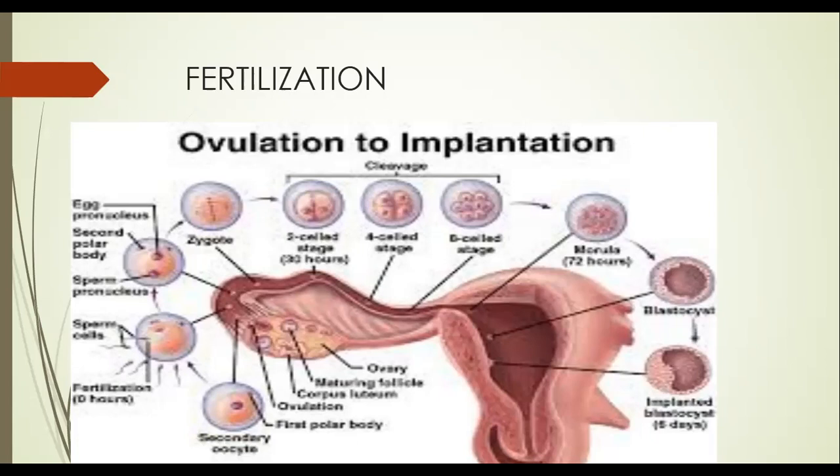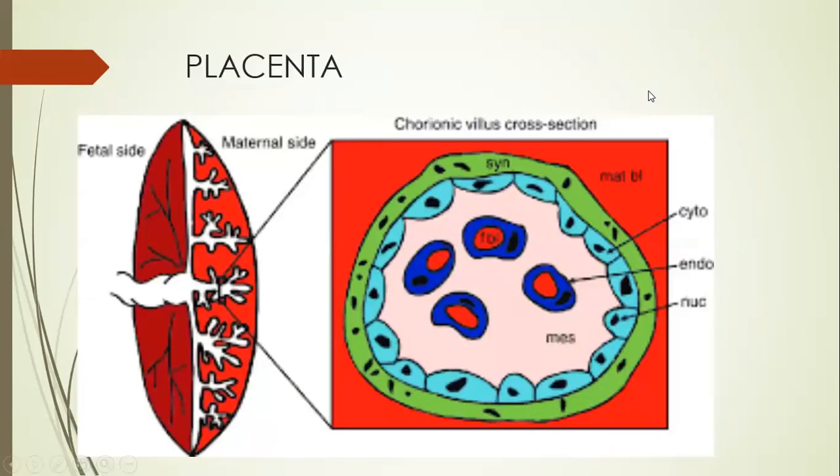Okay, that was about fertilization. So you know the placenta, right? The placenta has a fetal side as well as a maternal side. This is the chorionic villi cross section, the maternal part, and this is the outer syncytial trophoblast and the inner cytotrophoblast. Clear?